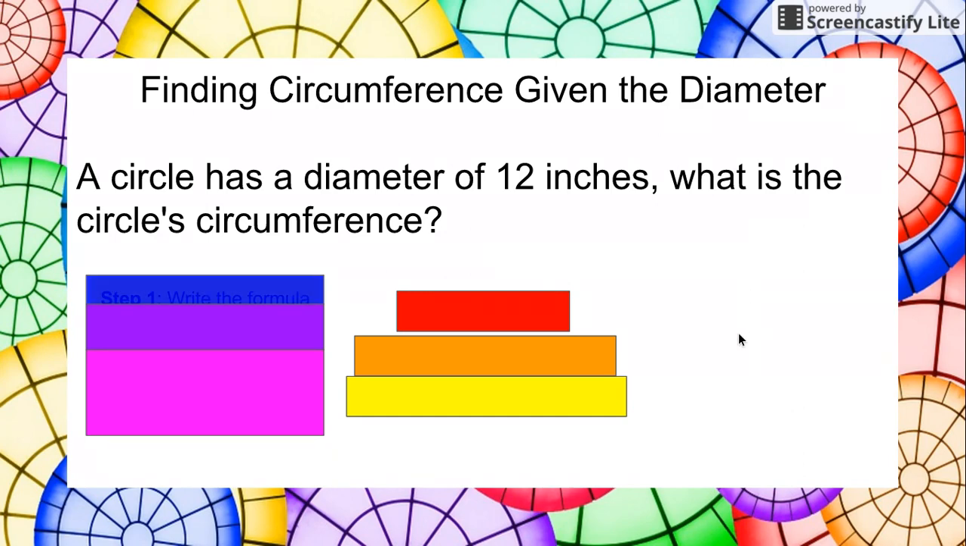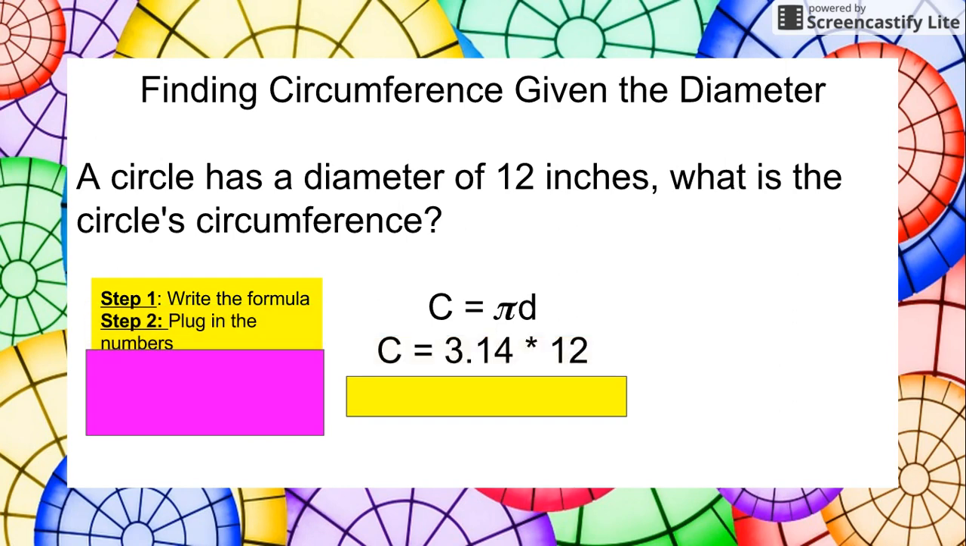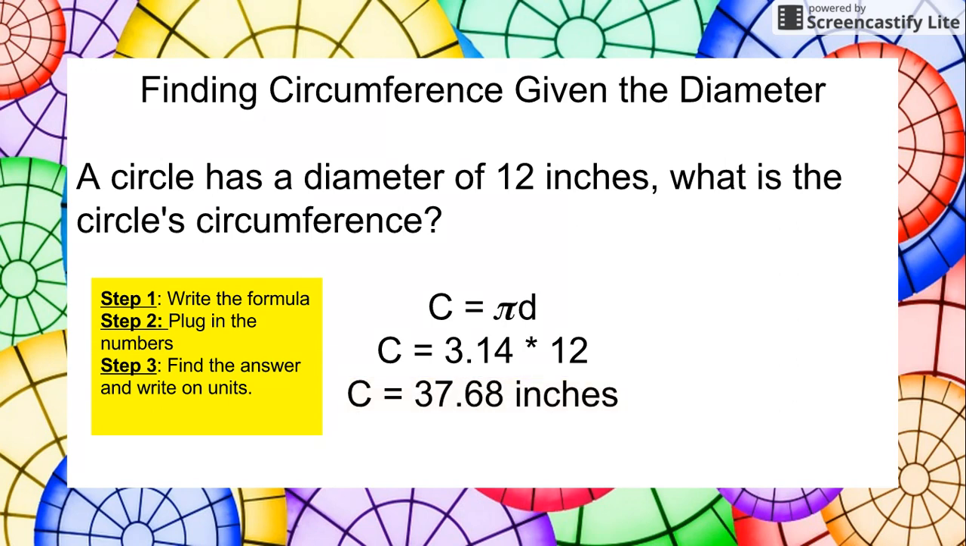So the first step, always write the formula. So for this one, the formula is C equals pi times diameter, because we're given the diameter. Second, we plug in the numbers. So we do C equals 3.14 times 12. Then we find our answer and write on the units. So I would do 3.14 times 12 in my calculator and get 37.68 inches.